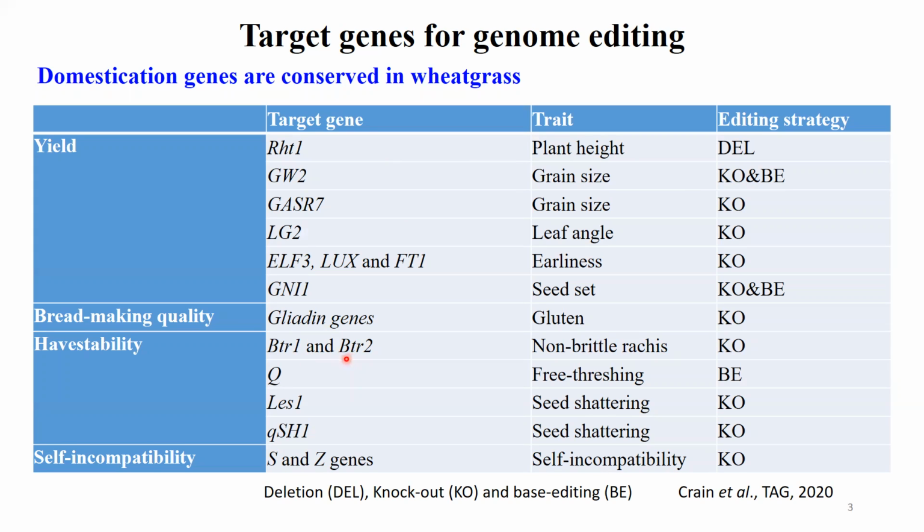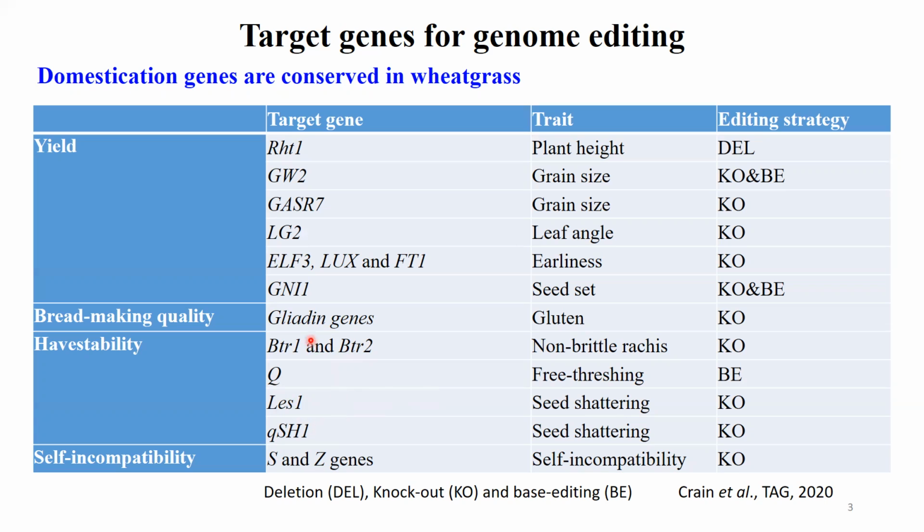In common wheat, knockout of GW2 and GASA7 would also increase the grain size. BTR1, BTR2, and QSH1 are famous genes in cereal crops which control seed shattering and also free threshing. Knockout of those genes could improve the harvestability of cereal crops. LAS1 is a new gene from green millet. Knockout of LAS1 would reduce seed shattering in green millet.